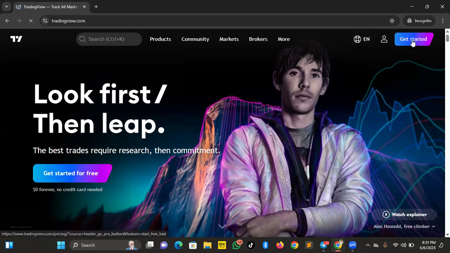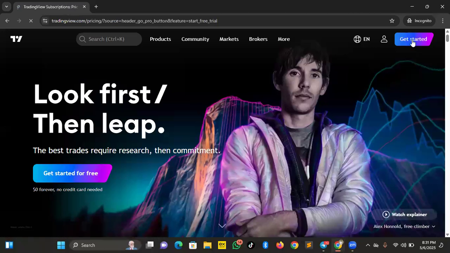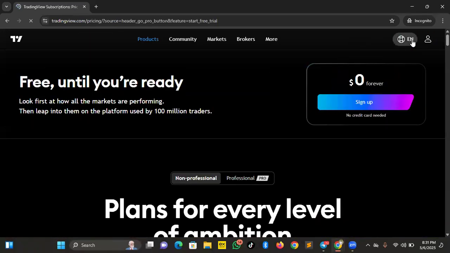Now, when you click on get started, you're going to sign in to your account here, right? This way you're going to register with TradingView. So click on get started. Let's wait for it to load. I don't know, the network is a little bit slow. So click on get started and then it's going to open this for you, right?